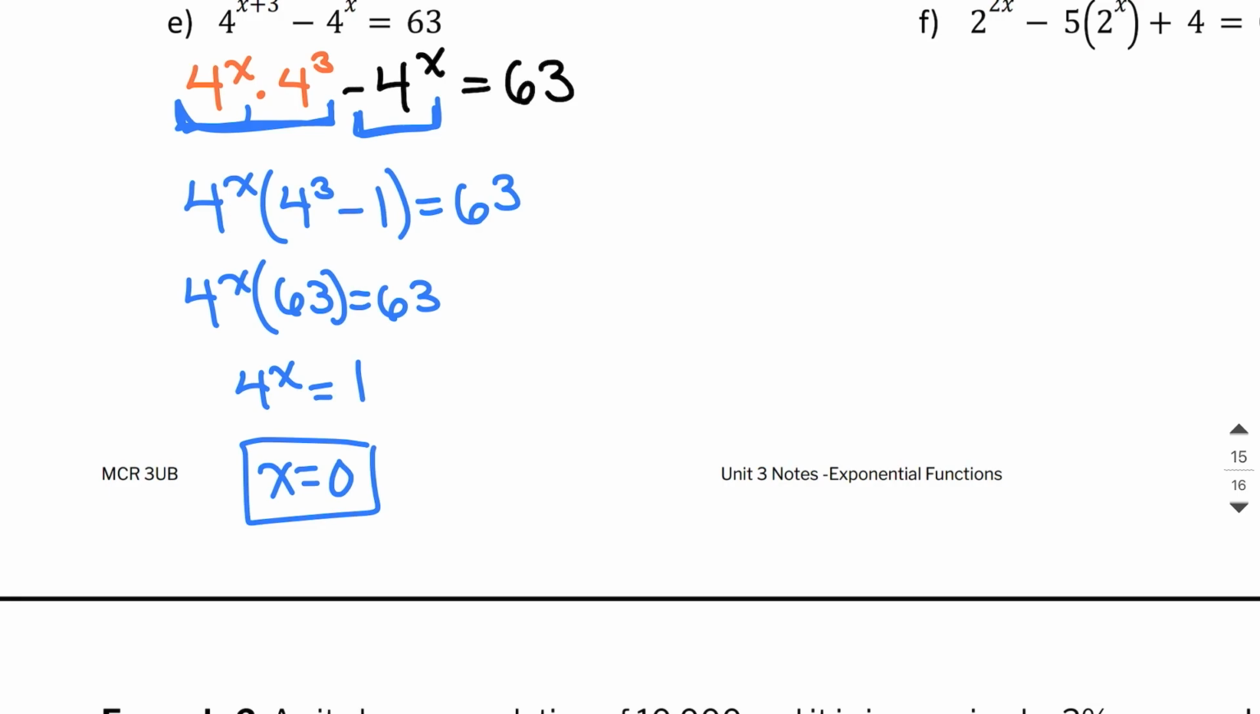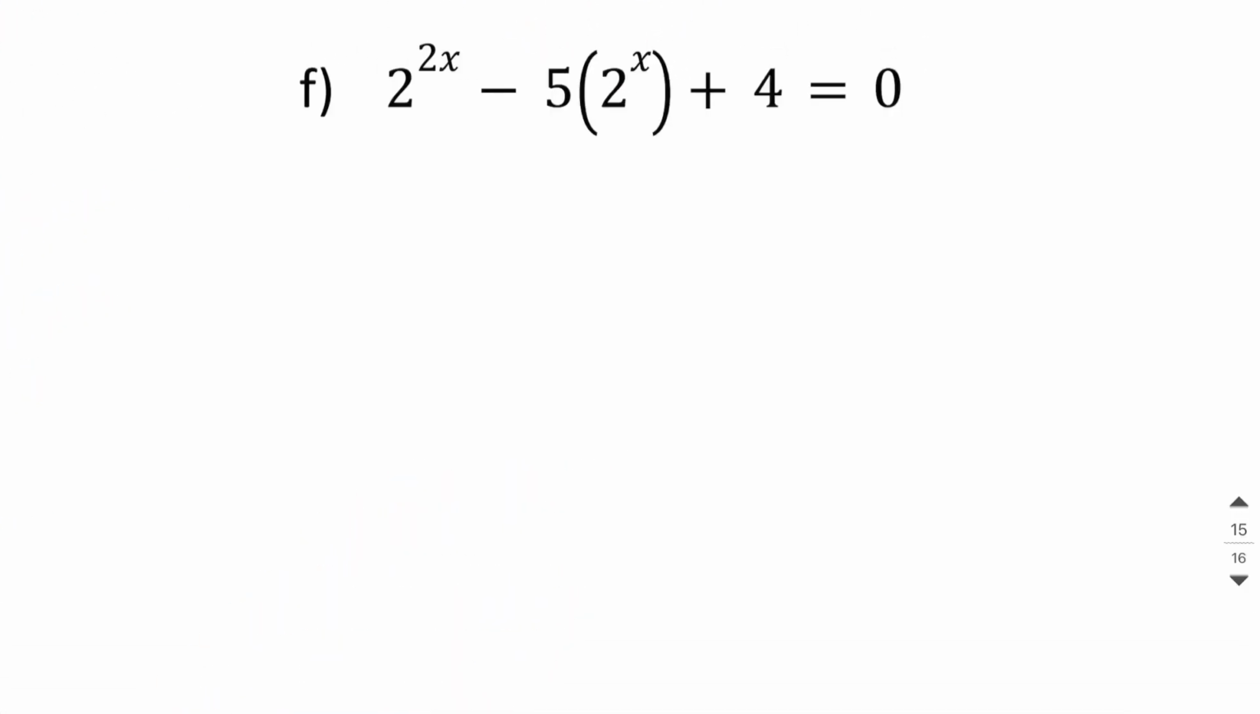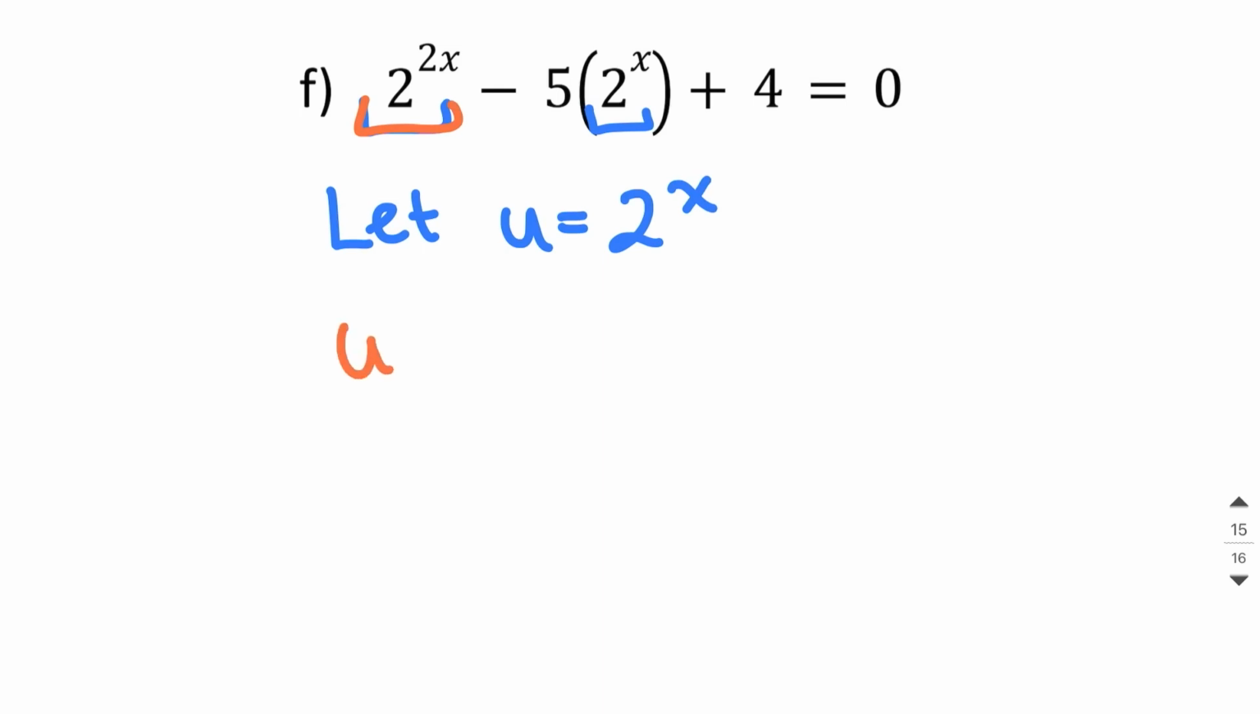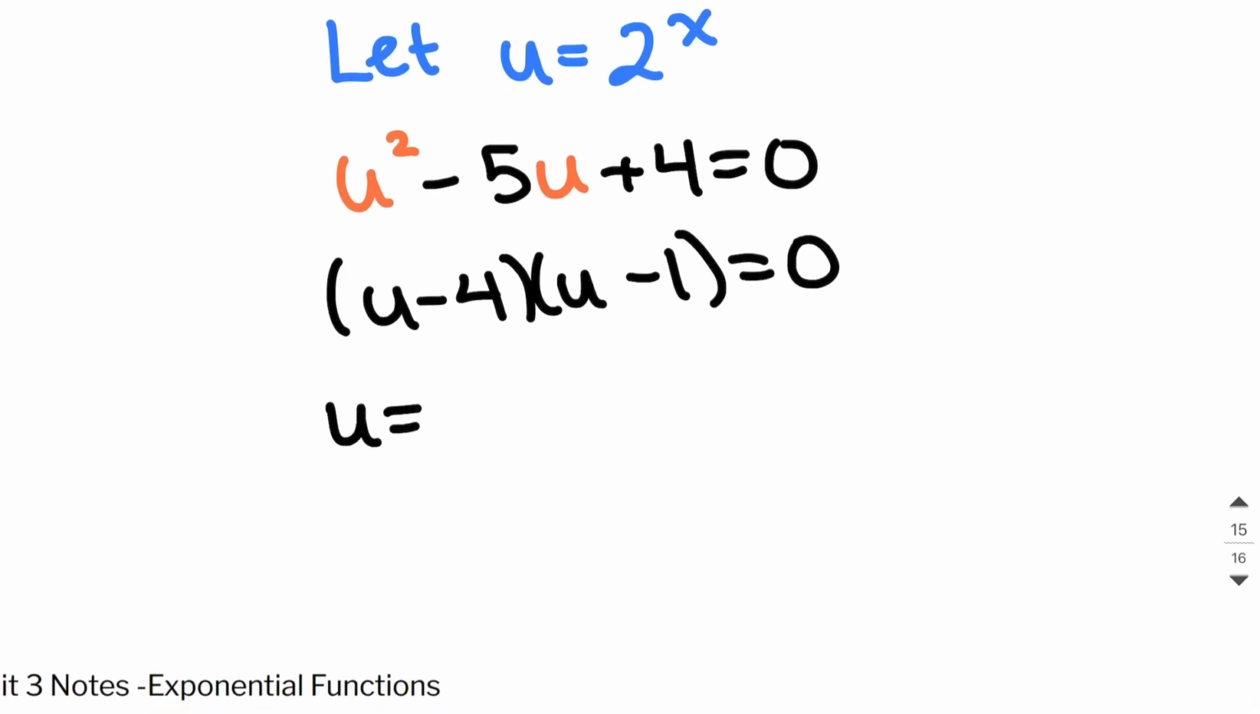Okay, and then in this last example right here, again, I'm only going to use logs if I absolutely have to. And I see here that I've got 2 to the power of x right here. So I think u substitution is going to be helpful to me, because now I can say, well, this is u squared. And then I've got minus 5 times another u, and then plus 4 equals 0. I can factor and solve and say that u equals 4 or u equals 1.